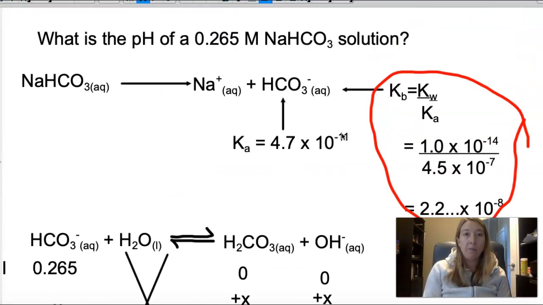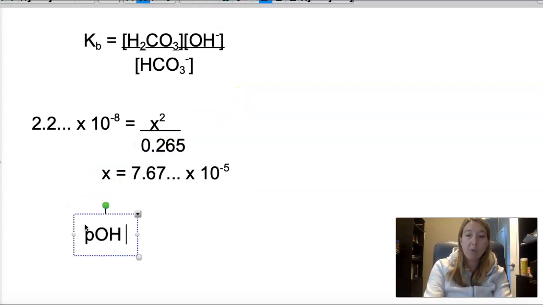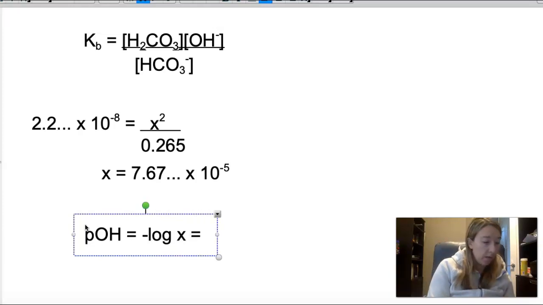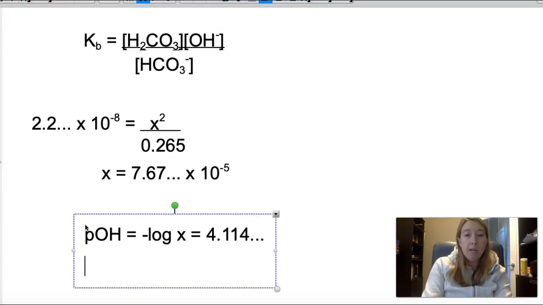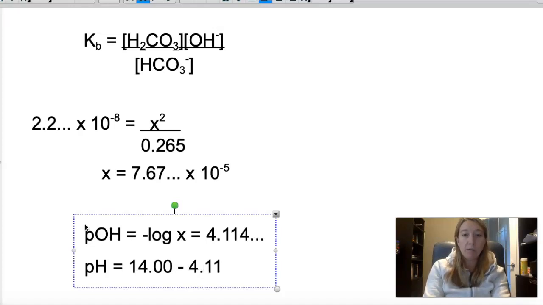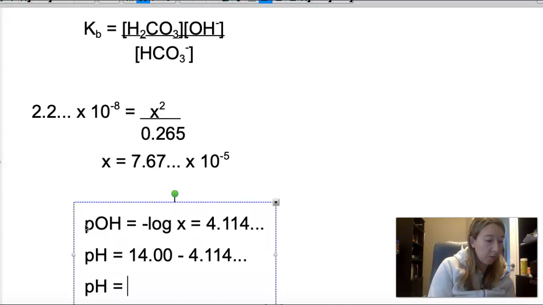Question asked, I'm assuming for pH? Yeah, pH. So we know that x is equal to the concentration of hydroxide. So we can figure out the pOH because it's going to equal the negative log of the hydroxide, or in this case, the negative log of x. So we can do negative log of our answer and come up with 4.114. That number keeps going. And then to get the pH, we are going to do the 14 minus our pOH, so minus 4.114.